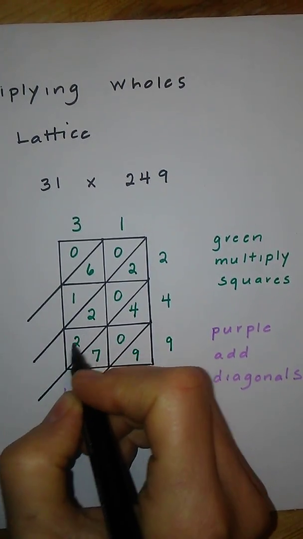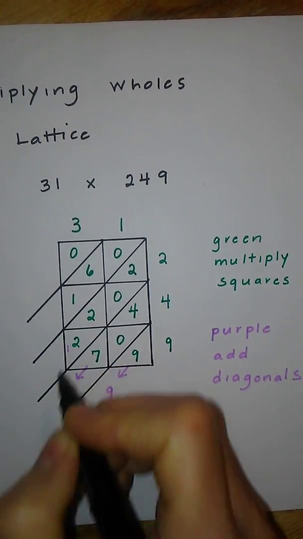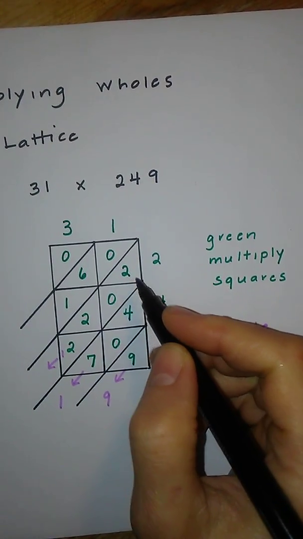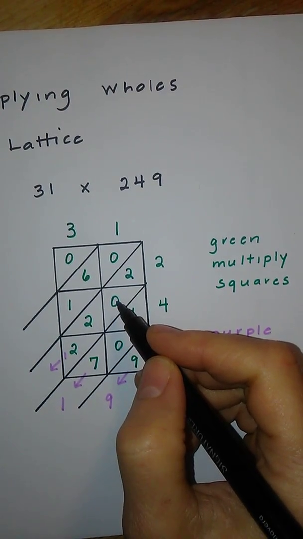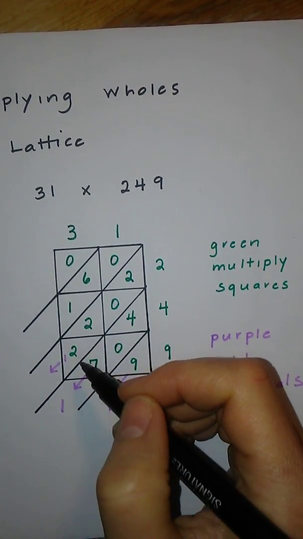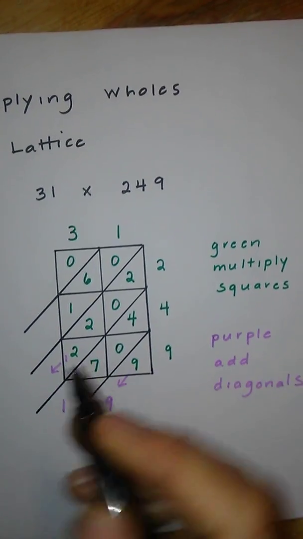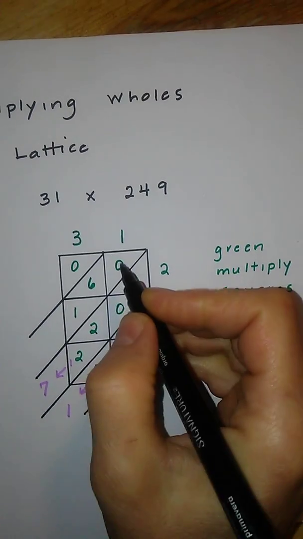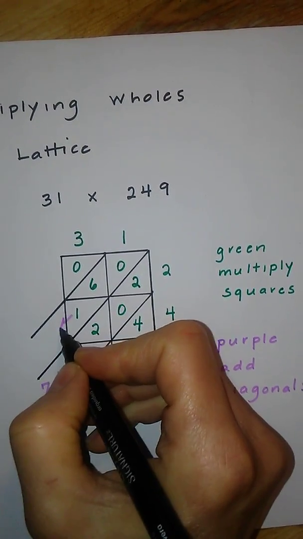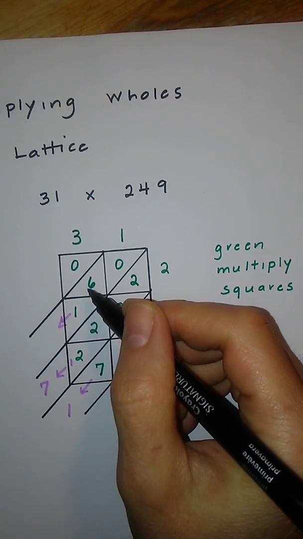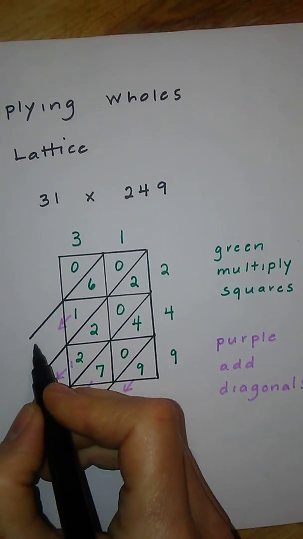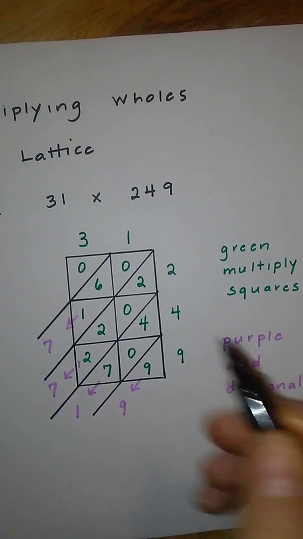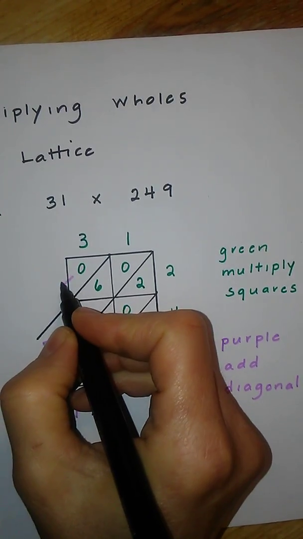I'm trying to figure out the best place to write it and not get in the way of other things I need to write. Now I'm working on this diagonal. 2 plus 0 is 2. 2 more makes 4. 2 more makes 6. And 1 more is 7. Nothing to carry, so I'm just going to go up to this next diagonal here. 0 plus 6 is 6, and 1 more makes 7. And my last diagonal is just a 0.